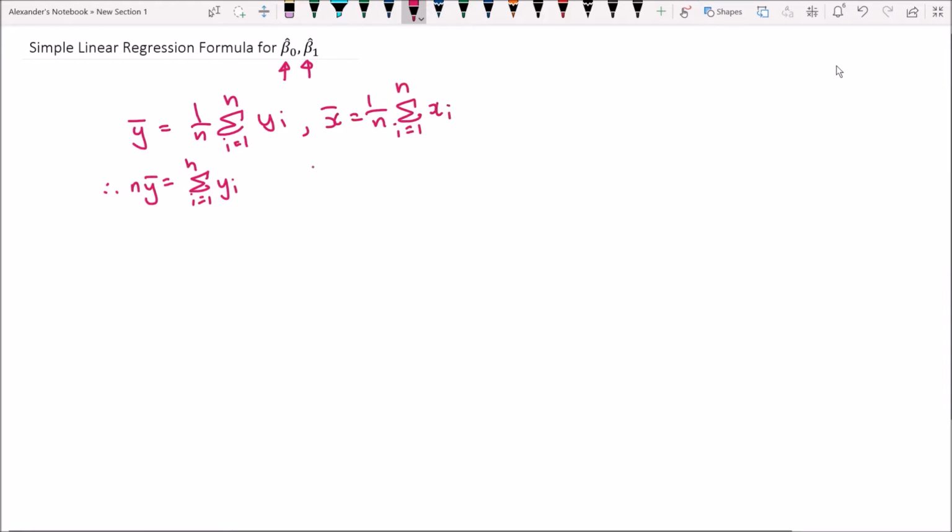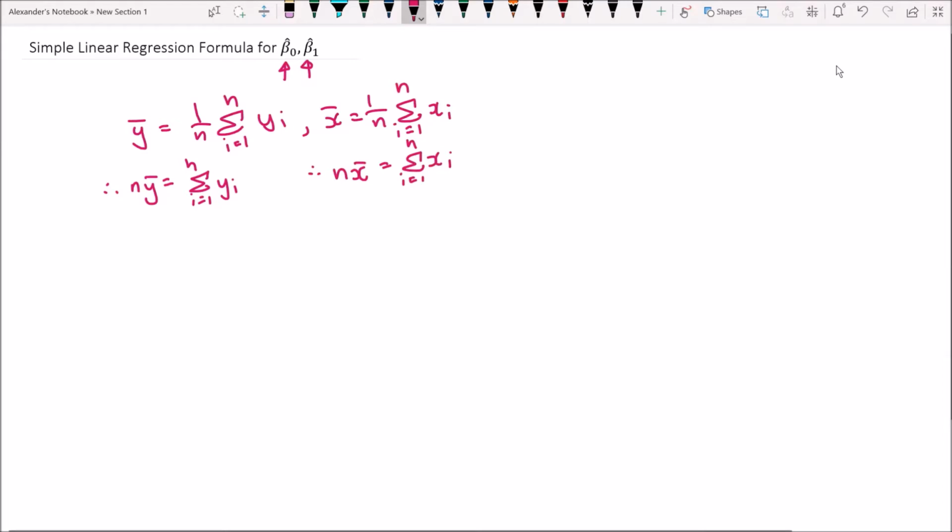So firstly, let's remind ourselves of y bar, the mean of y, the sample mean. It's defined as 1 over n times the summation from i equals 1 to n of yi. This also means that n y bar is equal to the summation from i equals 1 to n of yi. By similar reasoning, x bar is equal to 1 over n times the summation from i equals 1 to n of xi. So that means that n x bar is equal to the summation from i equals 1 to n of xi.